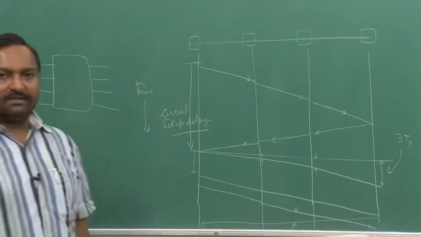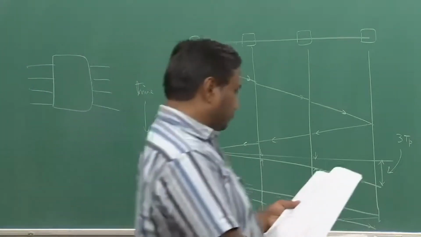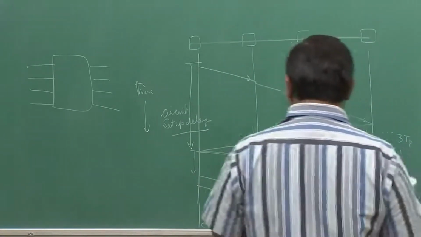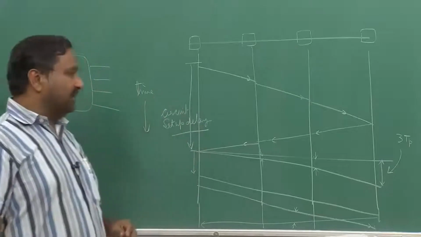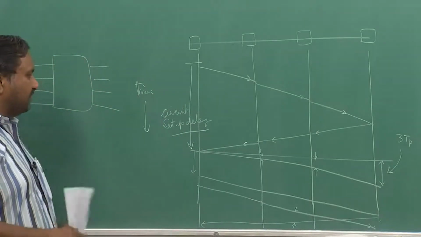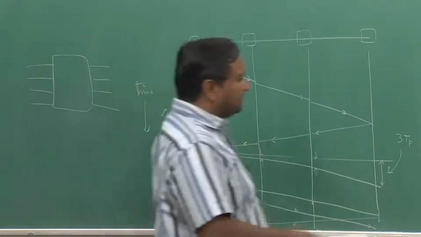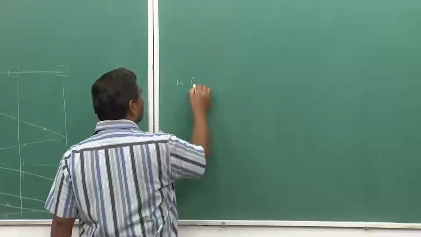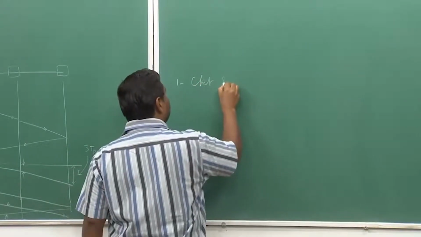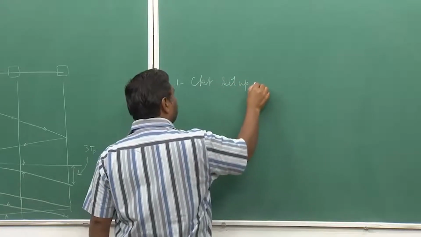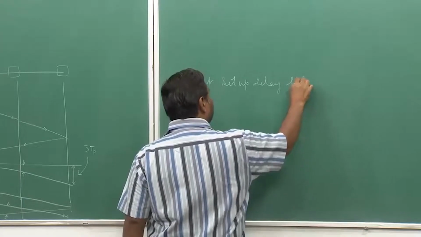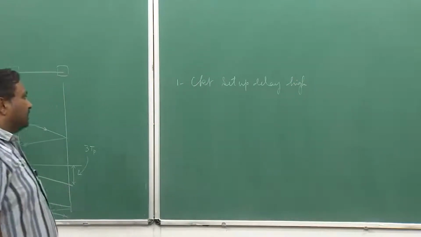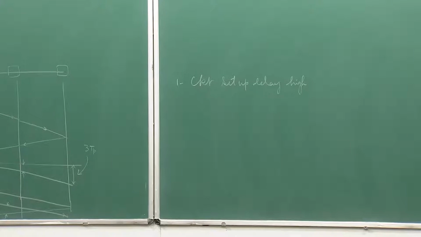Now what happens in a packet switching system? Of course, before I move to packet switching, what is the problem here? You can list down the problems. The first problem is that your circuit setup delay is pretty high. Once you set up a circuit, only then can you transfer the information.